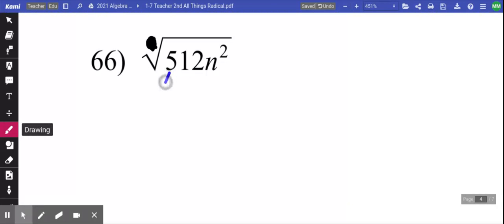So 512. I think that's a perfect square. We can break down 512. Anybody have an idea? 512 breaks down into... 256. Sure, we can do that. 256 and 2. Or you can do 8 and 64. 8 times 64. Even better. Thanks, Matt. 8 times 64. Great one. And then we know 64 is 8 times 8. Okay, write that down.